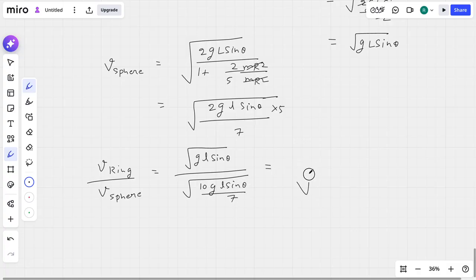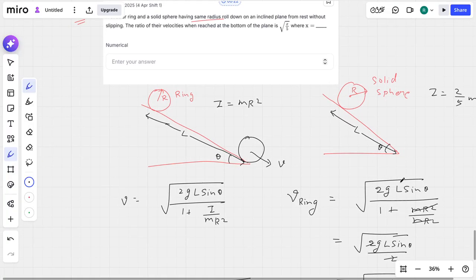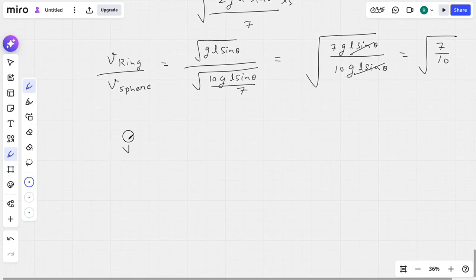After solving it, we get 7 g l sin theta by 10 g l sin theta. So g l sin theta cancels out, and we get our result as root under 7 by 10. Now comparing this result with root under x by 5, root under 7 by 10 equals root under x by 5.